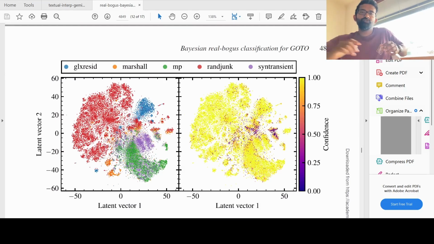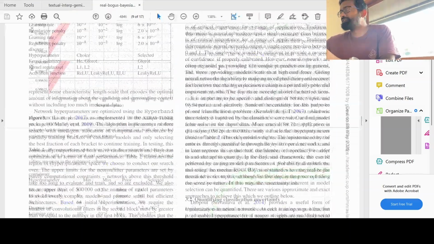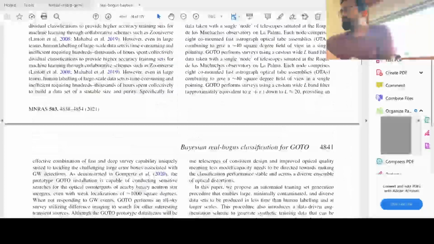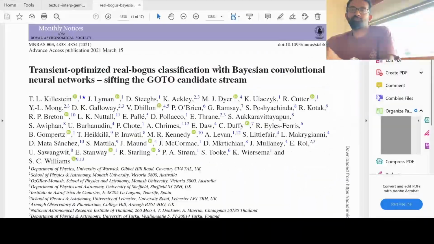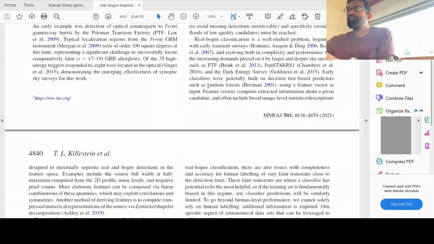Right, so here what you're seeing are some examples. I will link the paper in the description section. I can also just show you right now the title of the paper. This one actually analyzes images with a convolutional neural net: transient-optimized real-bogus classification with Bayesian convolutional neural net. Bayesian networks are probabilistic networks, but you can check the paper by yourself.